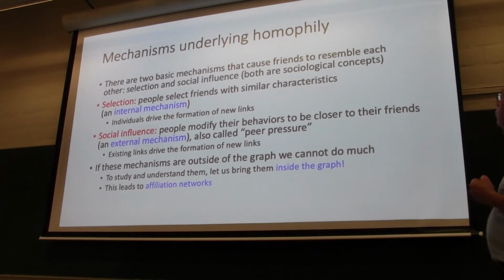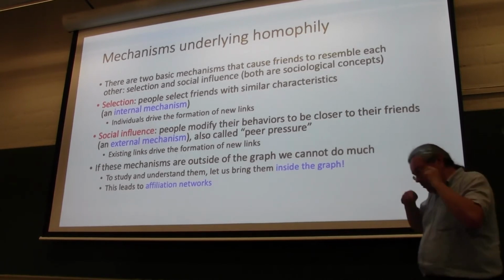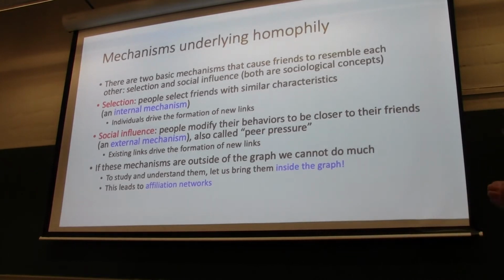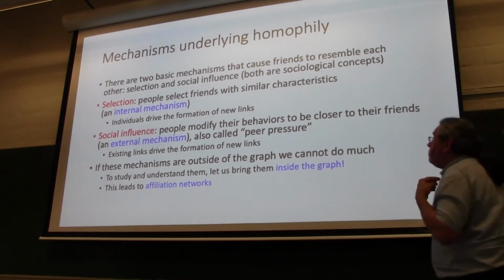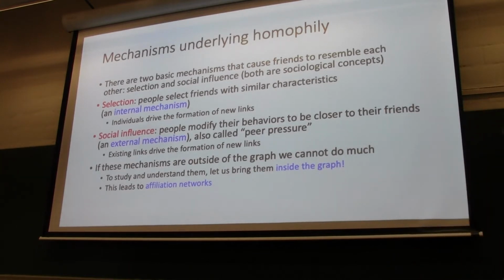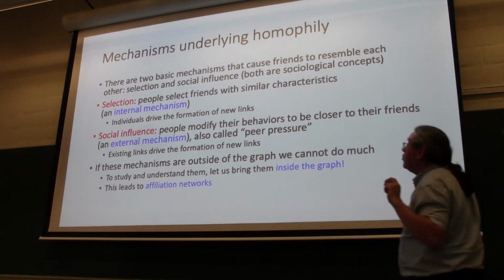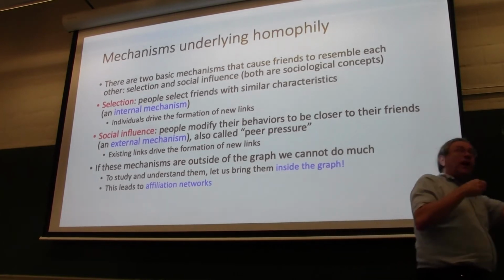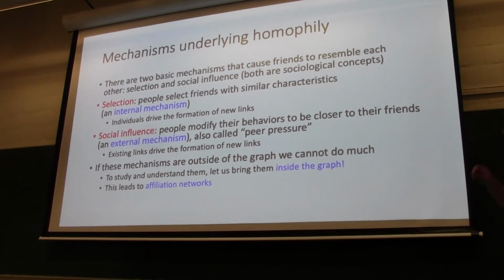there are actually 2 ways that friends can resemble each other. It's internal, external. One of them is called selection, and the other one is called social influence. Those are the words. This is pure sociology. Selection is people select their friends. I choose who are my friends. So it's an internal mechanism. It's my choice. I like this person, and I become friends with that person for some reason.